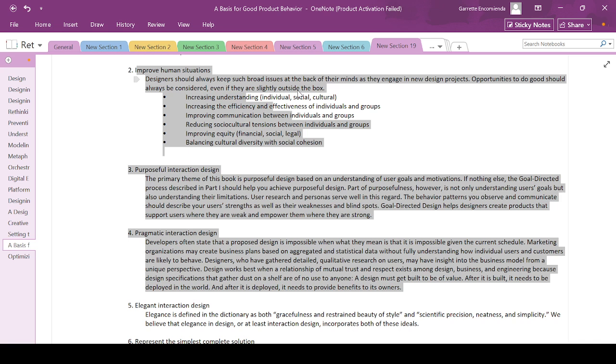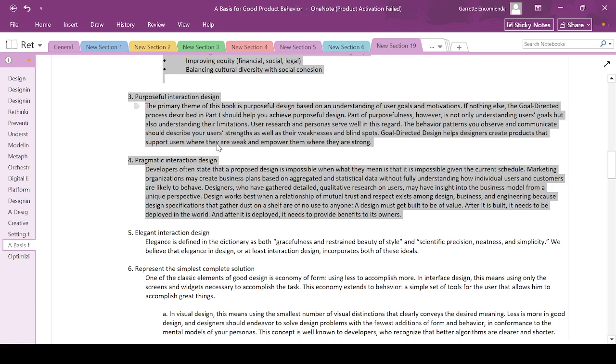Increasing the efficiency and effectiveness of individuals and groups, improving communication between individuals and groups, reducing cultural tensions between individuals and groups, improving equity, financial, social, legal, balancing cultural diversity with social cohesion.